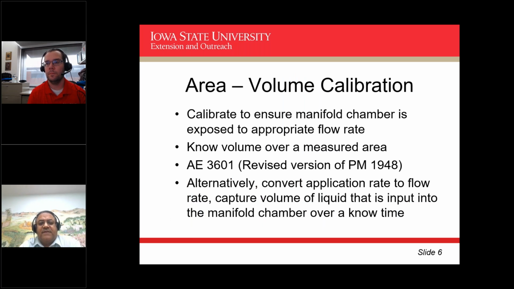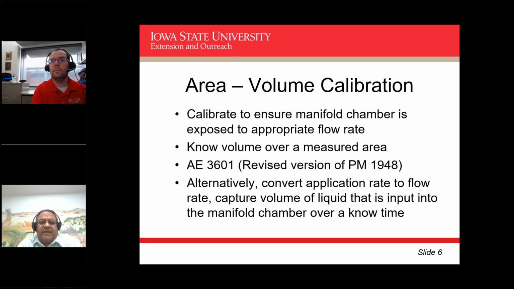These calibrations basically calibrate what the expected or approximate flow rate is through the manifold. It does volume calculations over a known area. So we typically end up confirming if we are putting on 4,000 gallons per acre, or 6,000 gallons per acre. We can measure how much liquid we have by either weighing it or by using a flow meter, and then we go out and measure the area that we have covered.